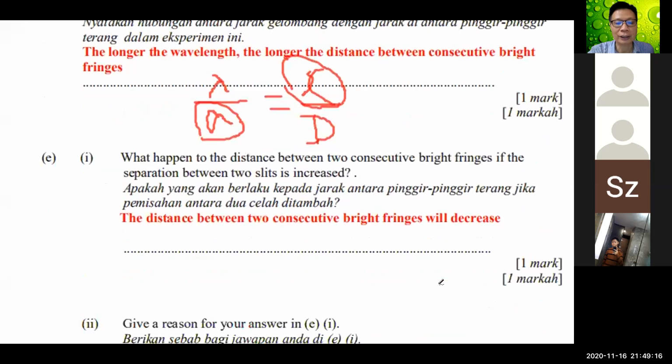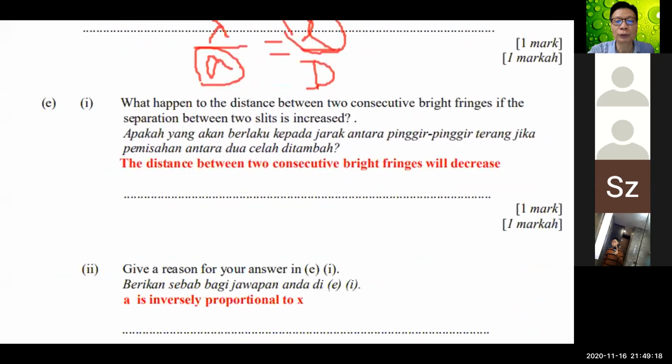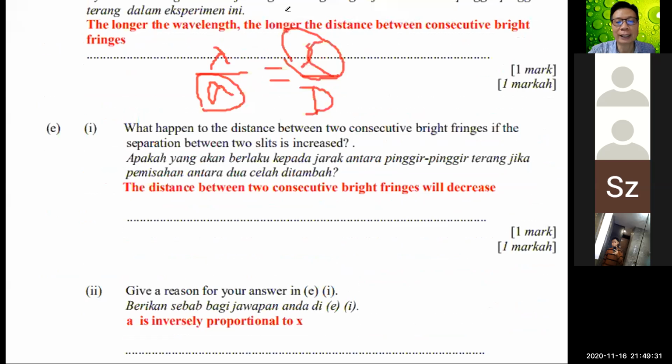Next, give a reason: it is inversely proportional. a is inversely proportional to x. Copy down this formula: a is inversely proportional to x. Okay, I think we stop here now. Okay, got the answer already, everybody? Yeah, so I stop here now.